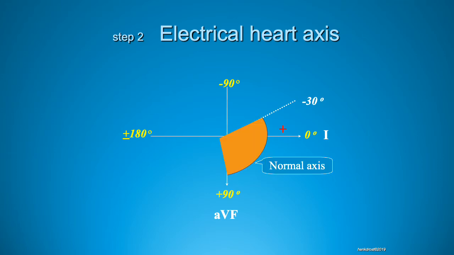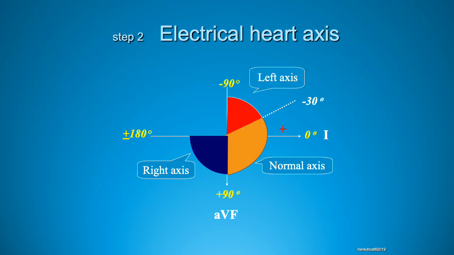When it lies between minus 30 degrees and plus 90 degrees, we call it a normal heart axis. Between plus 90 and plus 180 degrees, right heart axis. Between minus 30 and minus 90 degrees, left heart axis. And between minus 90 and plus or minus 180 degrees, we finally call it an extreme heart axis.